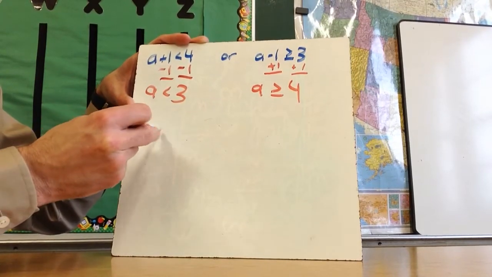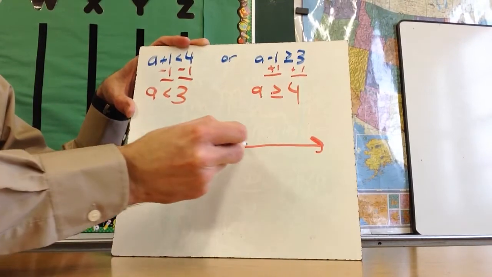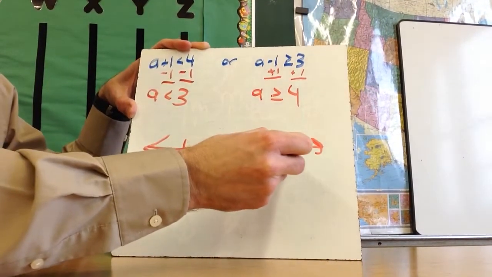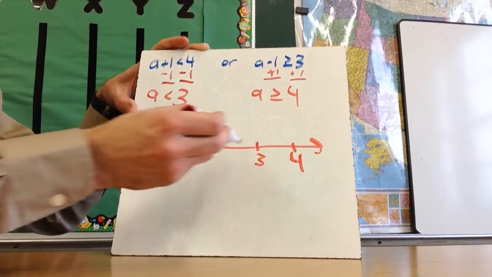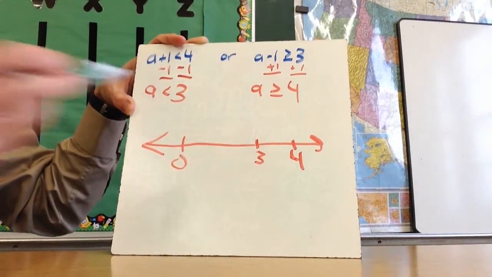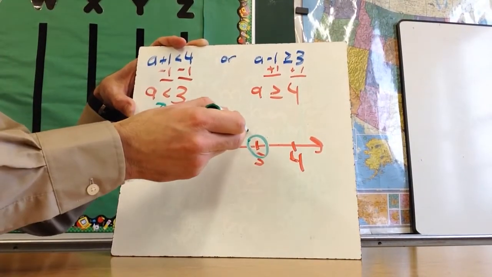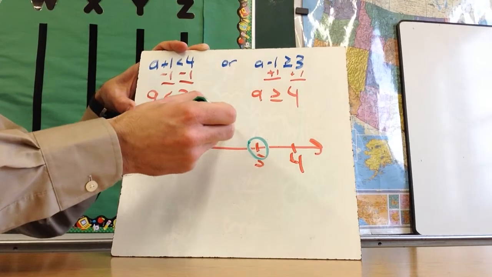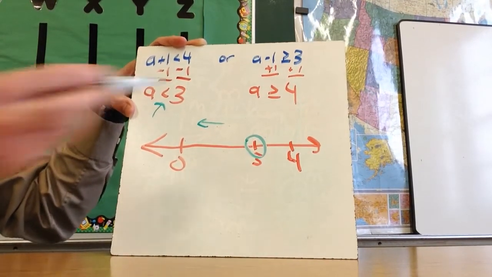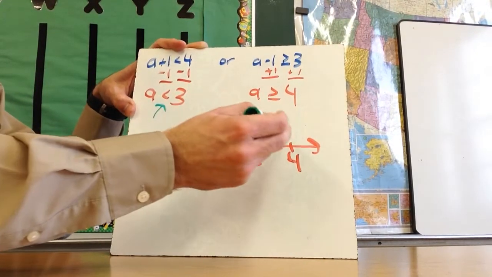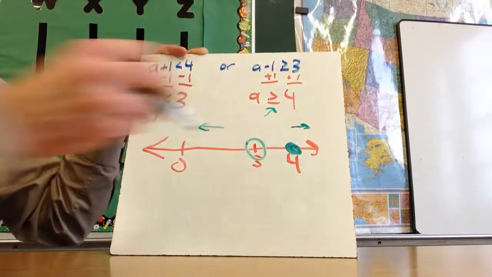So again, I need to get 0 on there, I need to get 3 on there, and I need to get 4 on there. Okay, and so I'm going to have an open circle on 3. Let's use a different color. So I'm going to have an open circle on 3, because that's what this is telling me. And my arrow is going this way. I'm not going to fill it in yet because I want to see what's going to happen here. And then I've got a closed circle on 4. That's what this is telling me. Okay, and the arrow is going that way.